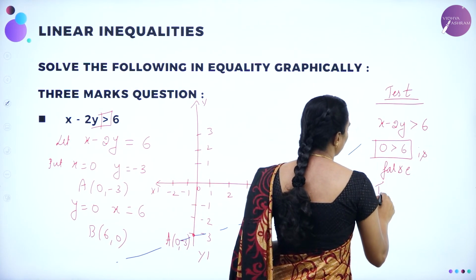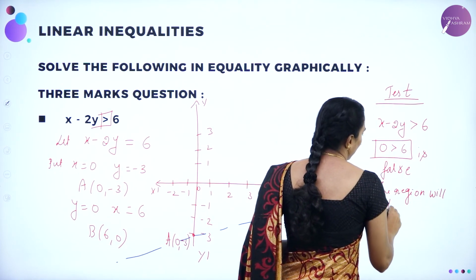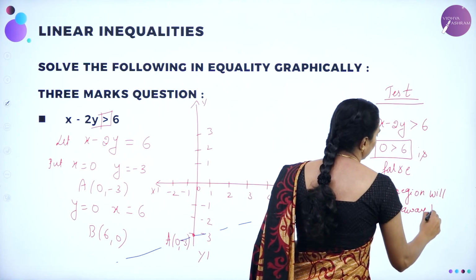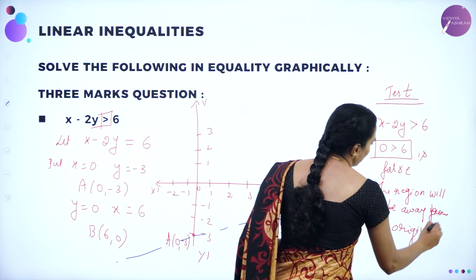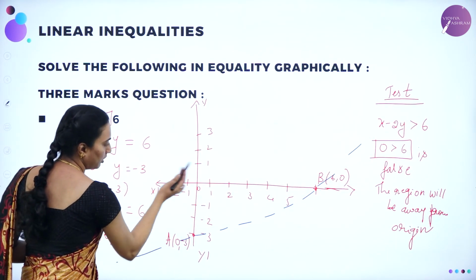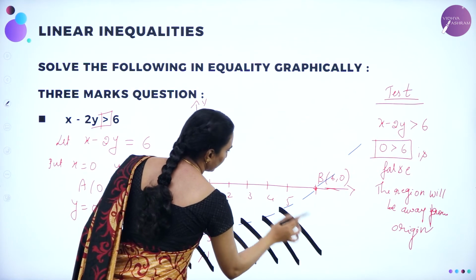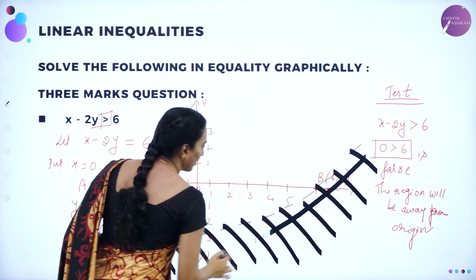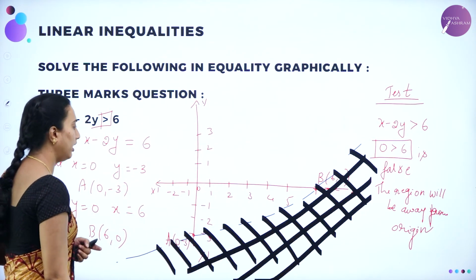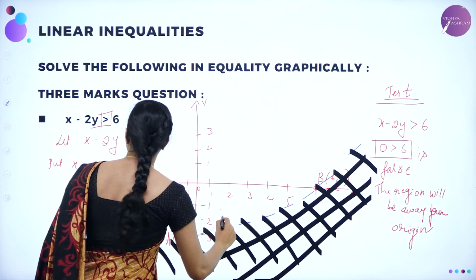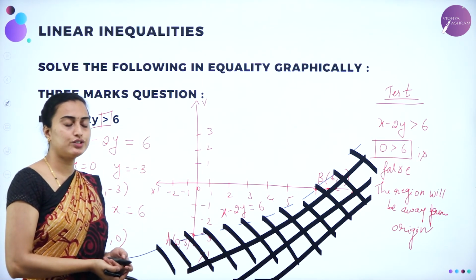False means the region will be away from the origin. Understood? So here you have towards, and this is away. The region is away from the origin. Don't forget to write the line, which is x minus 2y is equal to 6. I hope you got this one, how to solve.